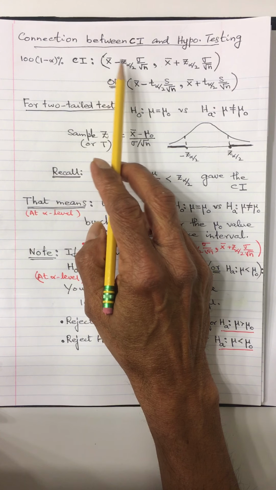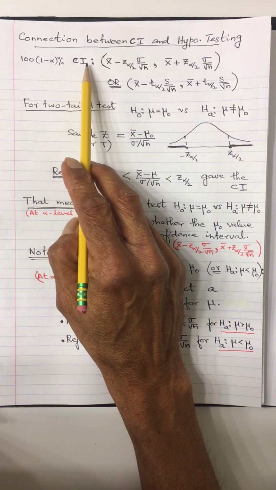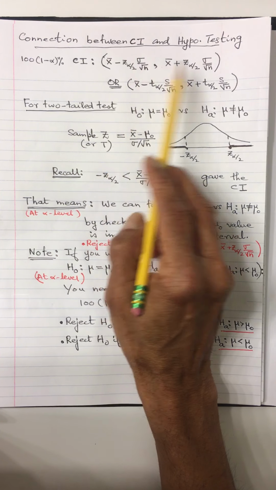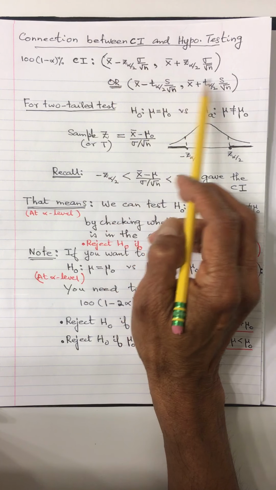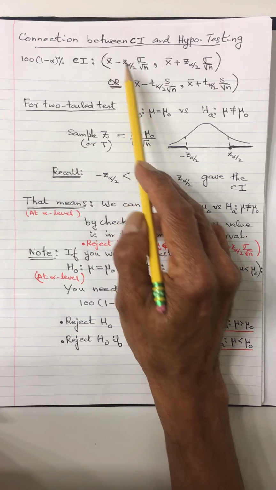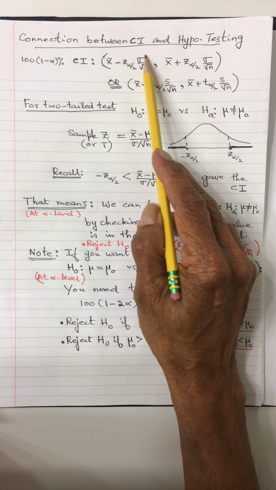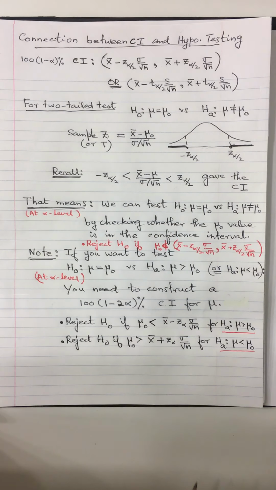This is the 100 times (1 minus alpha) percent confidence interval for the population mean. It's always going to be in this format. Here, this is the z table value or the t table value, depending on whether sigma is known or unknown. So it's always in that format.